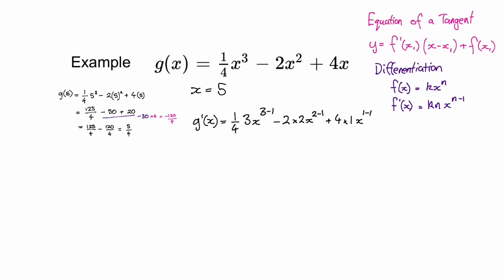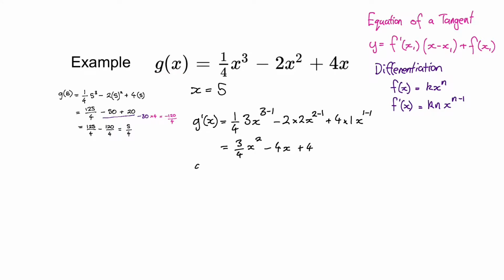Now let's just simplify some of this. What we've got is 3 times 1 over 4, so that gives us 3 over 4. X to the 3 minus 1 is 2. Minus 2 times 2 is 4. X to the 2 minus 1 is 1, so we just leave it as x. Plus 4, x to the 1 minus 1 is 0, and that is just equal to 1, so it just is plus 4. So this is our equation for our derivative of our g of x.